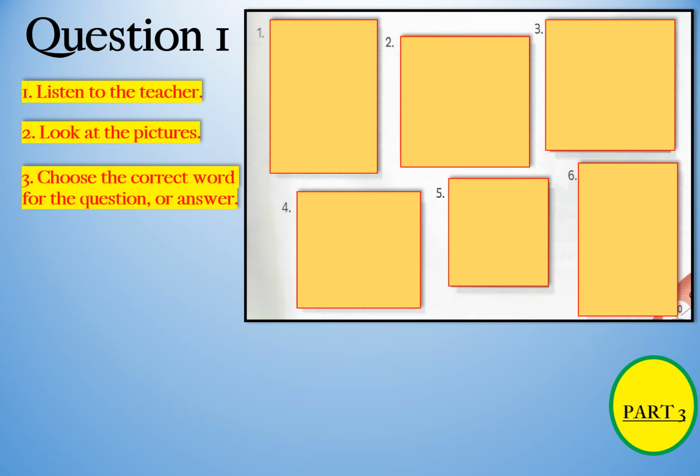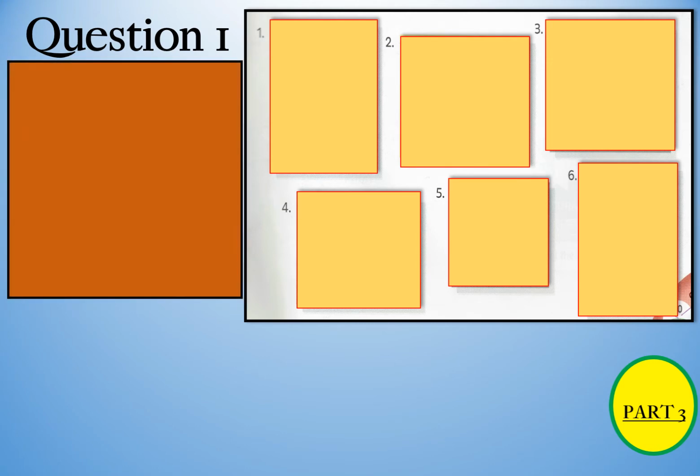3. Choose the correct word for the question or answer. So there will be a wrong word and there will be a correct word. You must choose the correct word and write the correct letter. So there will be a letter A, B, C, D, E or F.